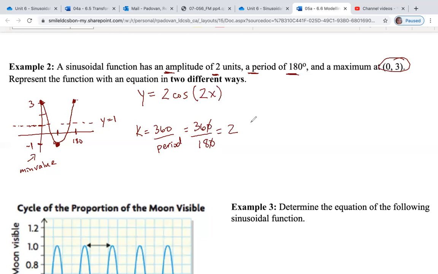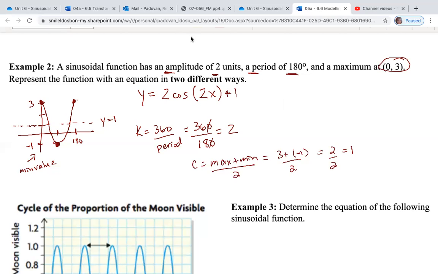Well, I can figure it out, same thing. I can take my c value as the max plus the min divided by 2. So if the maximum is 3 and the minimum is -1, 3 minus 1 is 2, divided by 2 is equal to 1. So then I would go plus 1. So the equation is y equals 2 cos bracket 2x plus 1, and we figured it out.